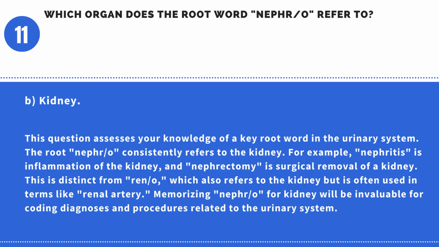Answer B. Kidney. This question assesses your knowledge of a key root word in the urinary system. The root nephr/o consistently refers to the kidney. For example, nephritis is inflammation of the kidney, and nephrectomy is surgical removal of a kidney. This is distinct from ren/o, which also refers to the kidney but is often used in terms like renal artery. Memorizing nephr/o for kidney will be invaluable for coding diagnoses and procedures related to the urinary system.